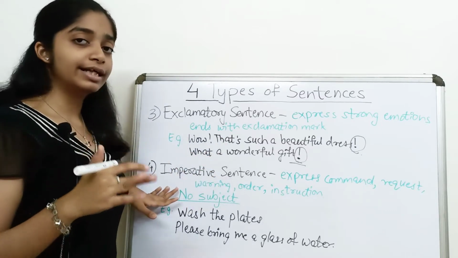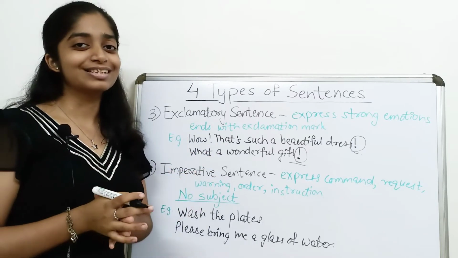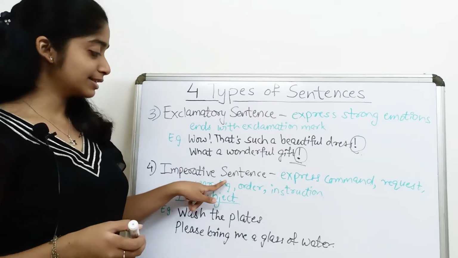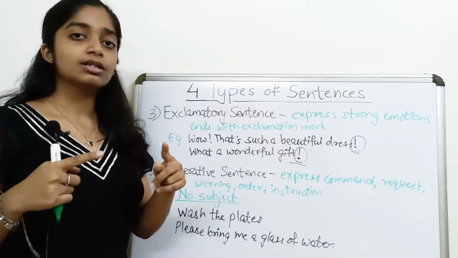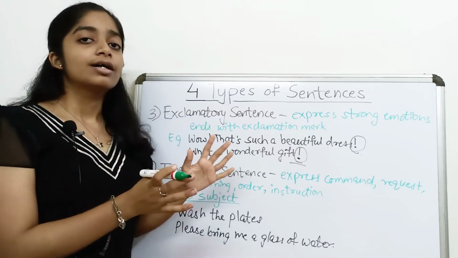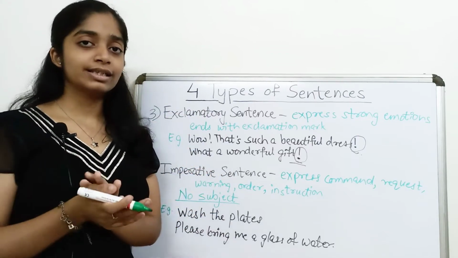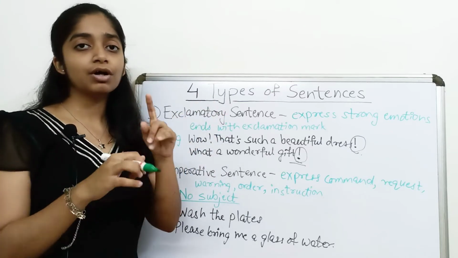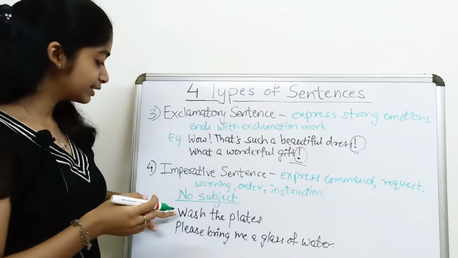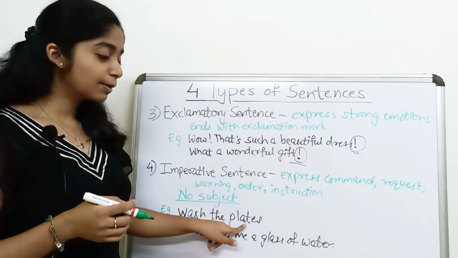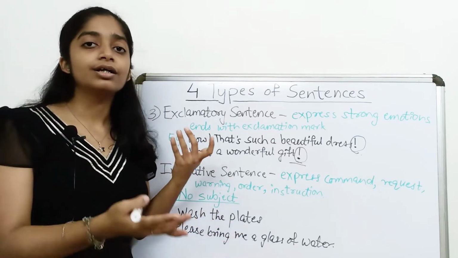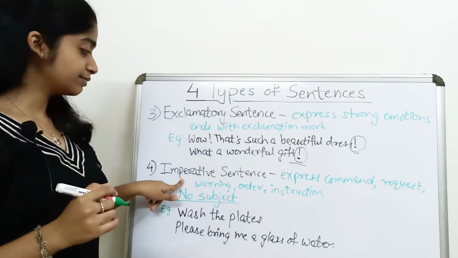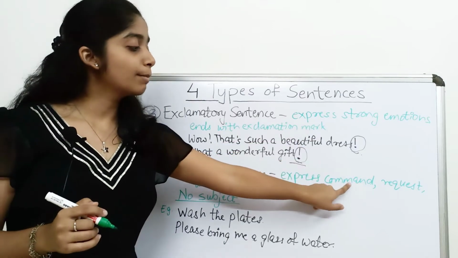The next kind of sentence, the last one we have here, is imperative sentence. Imperative sentence is a sentence which expresses commands, orders, requests and instructions. As when we give a command to a person. So we have an example here: wash the plates. This is a command given to another person. So wash the plates is an imperative sentence depicting command.